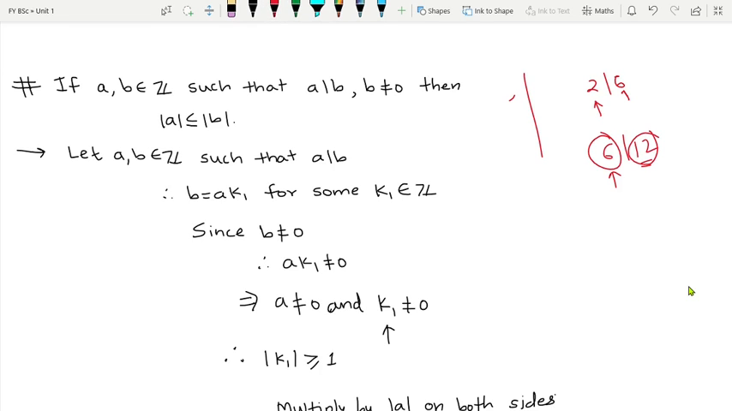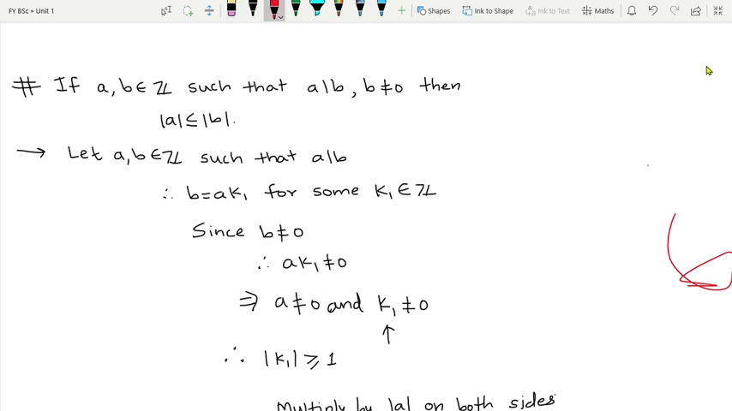So we will stop here for today, and in the next class we are going to start with a very important theorem, that is division algorithm. So thank you, have a good day.